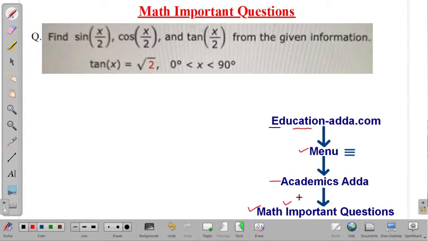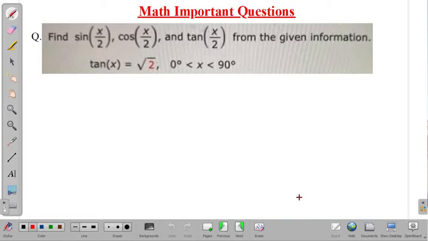Okay. So coming back to the discussion, what is given here? The value of tan x is given and it is specified that x is greater than 0 degree but less than 90 degree, and we need to find the values of sin x by 2, cos x by 2 and tan x by 2. Okay, so one by one we will find.